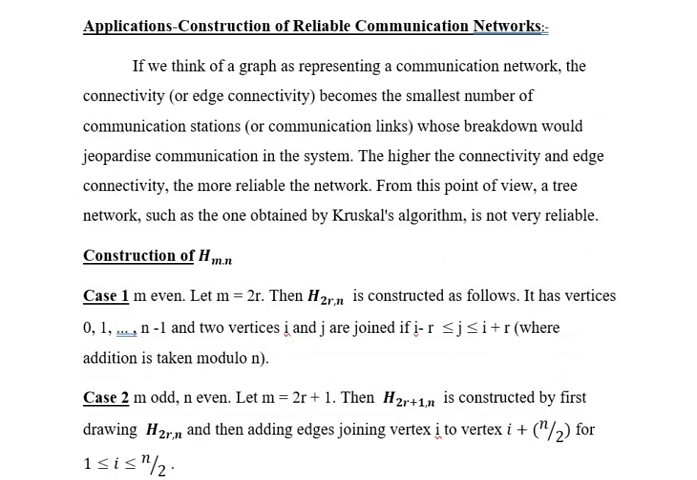Now moving to one of the applications, namely construction of reliable communication networks. If we think of a graph as representing a communication network, the connectivity or edge connectivity becomes the smallest number of communication stations or communication links whose breakdown would jeopardize communication in the system. The higher the connectivity and edge connectivity, the more reliable the network. From this point of view, a tree network, such as the one obtained by Driscoll's algorithm, is not very reliable.